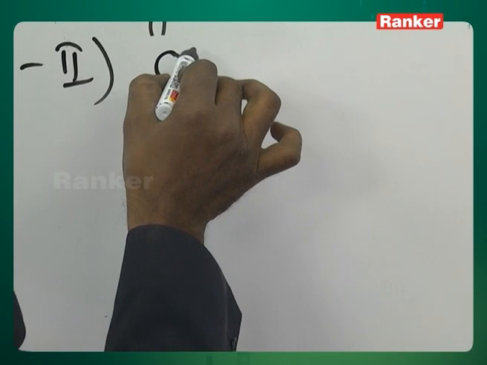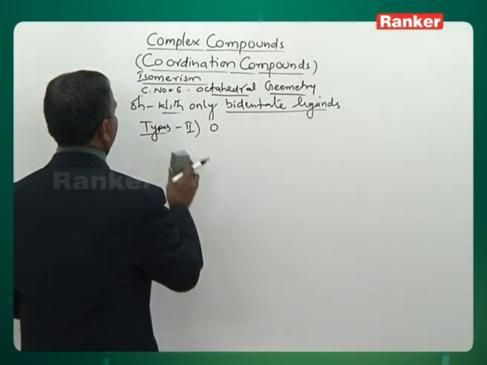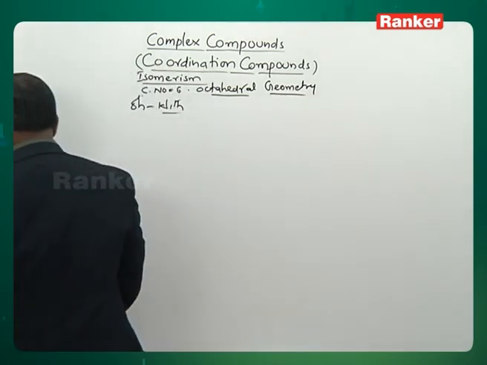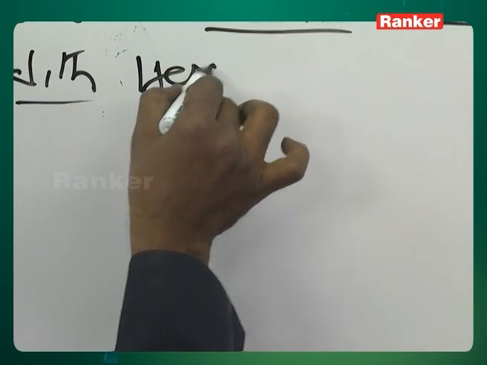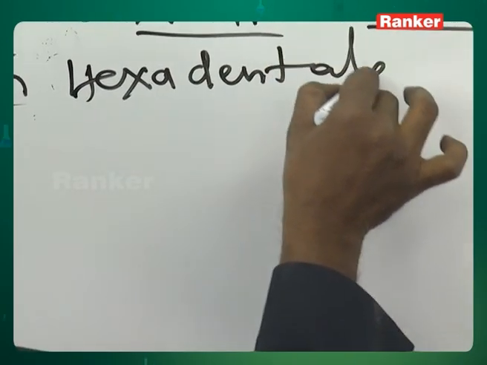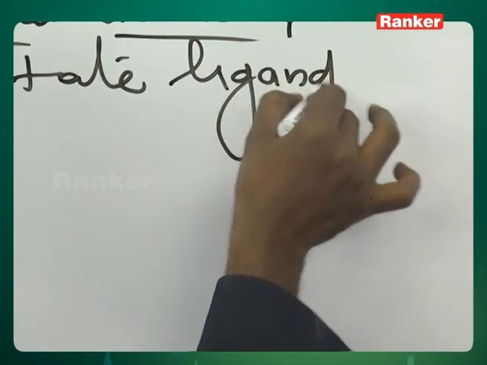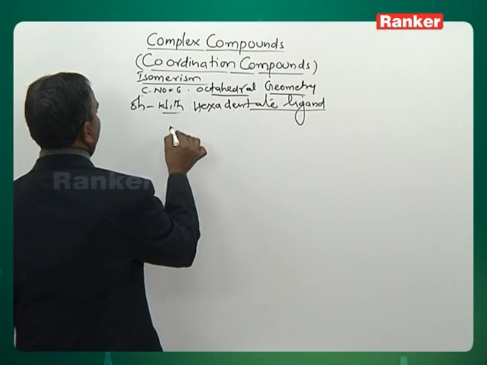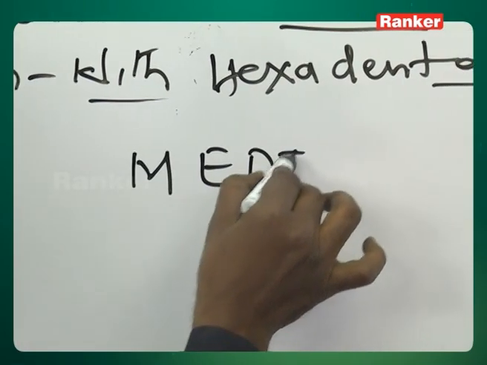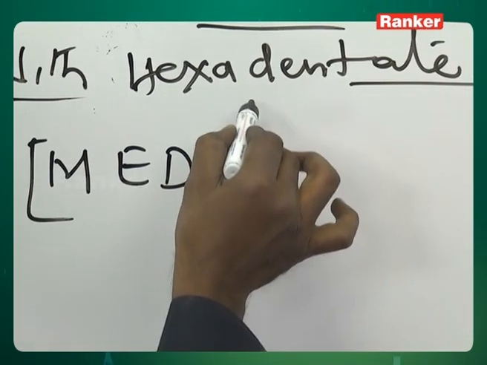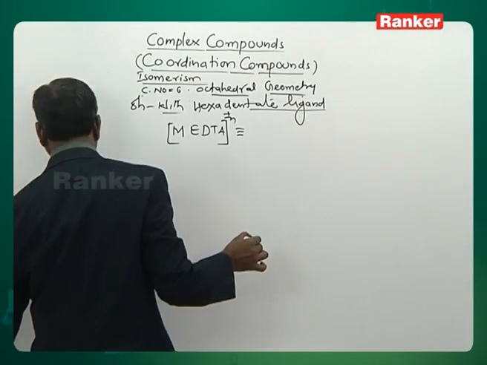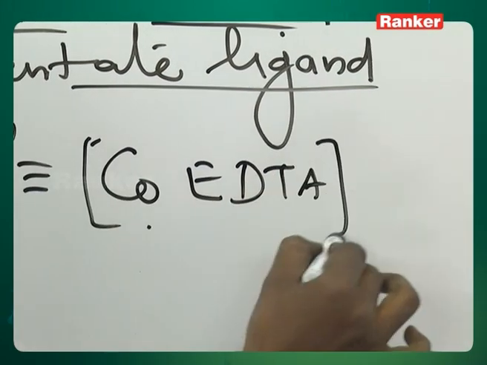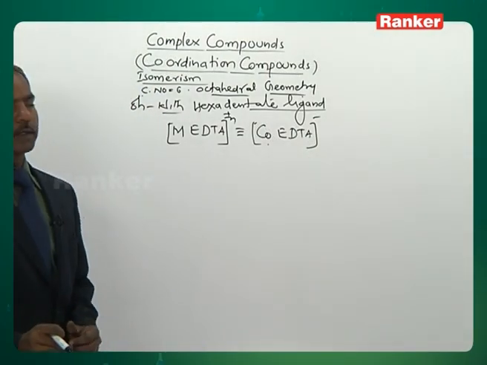Octahedral geometry, only bidentate we have taken. Right, octahedral geometry with hexadentate ligand, we write with hexadentate. Hexadentate ligand. Under this, octahedral with hexadentate ligand. Take M(EDTA). See, M(EDTA) is optically active. Take Co(EDTA). Co(EDTA) is optically active. How is it optically active?